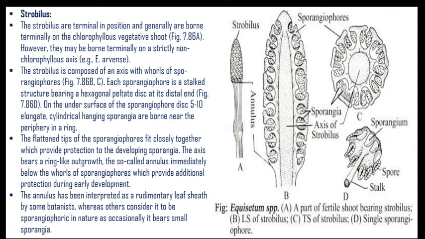So this structure, diagram D, shows a long elongated pendulous sporangiophore. The annulus has been interpreted as a rudimentary leaf sheath by some botanists, whereas others consider it to be sporangiophoric in nature, as occasionally it bears small sporangia.